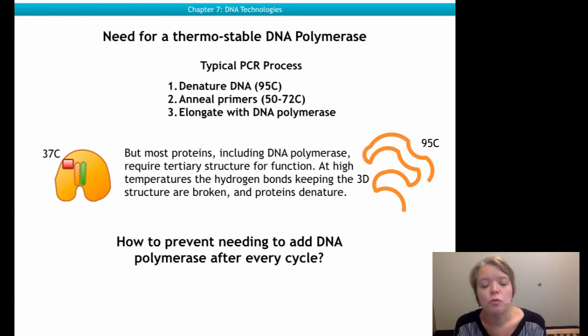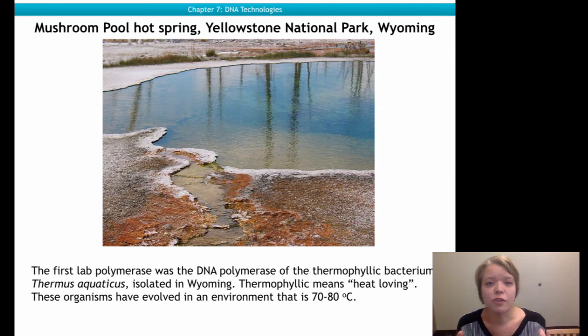So how do you deal with this? In the very, very early stages of DNA polymerization experiments in vitro, the scientists would add DNA polymerase after every cycle of this polymerization reaction. But if we could have a DNA polymerase that is stable at 95 degrees and doesn't denature, wouldn't that be great? Well, not all life requires 37 degrees to live and to function, and there are some extremophile bacteria and archaea out there.